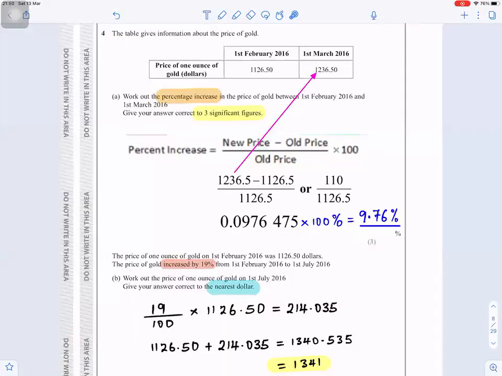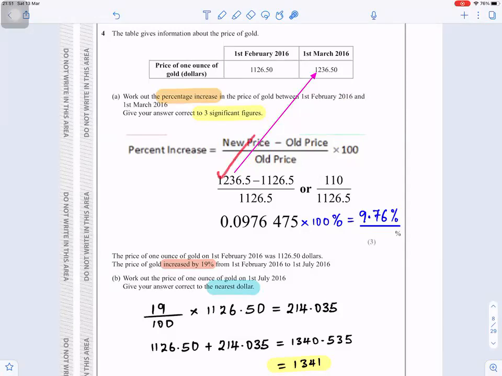Question number 4. The table gives information about the price of gold. Price of 1 ounce of gold in dollars, 1st of February 2016 and 1st of March 2016. Work out the percentage increase in the price of gold between 1st February 2016 and 1st March 2016. Give your answer correct to 3 significant figures. You've got to remember this formula. Percentage increase: new price minus old price, divided by old price, times 100.